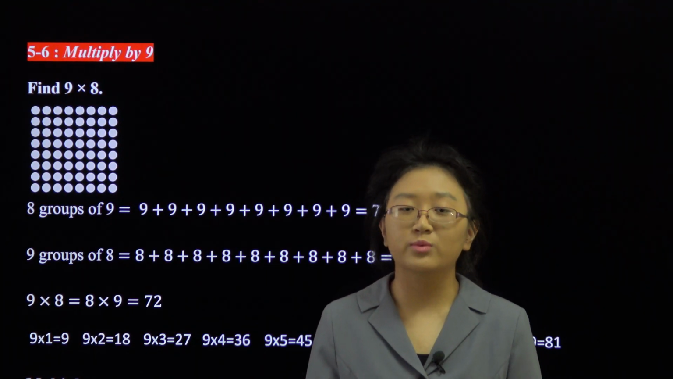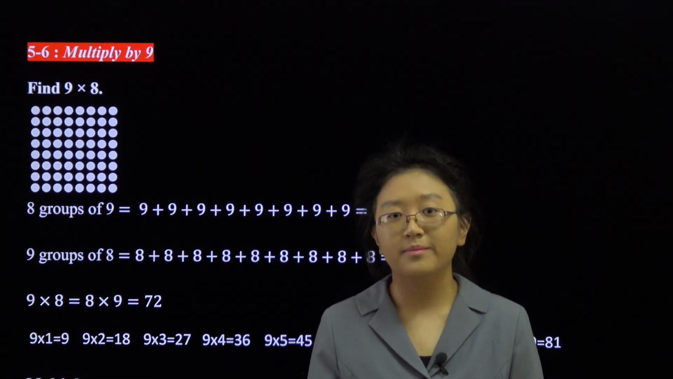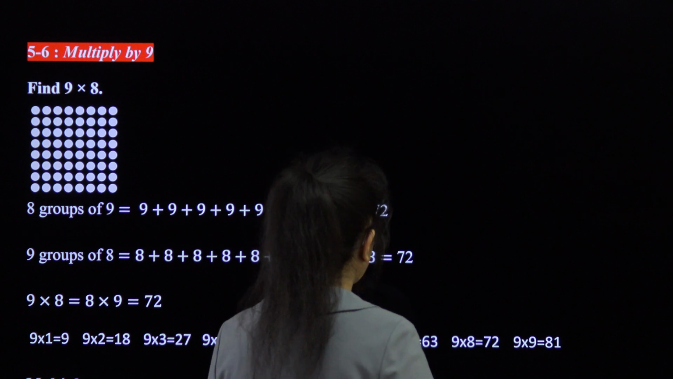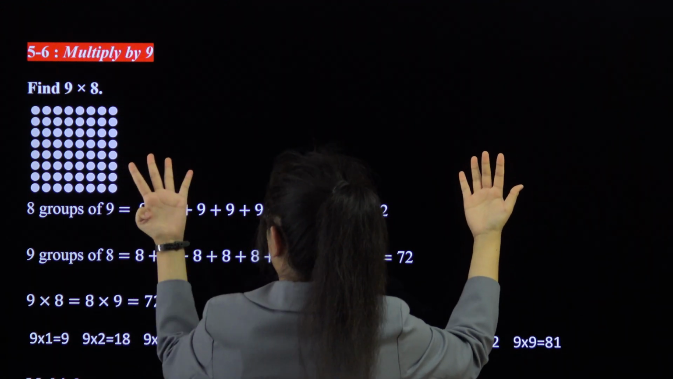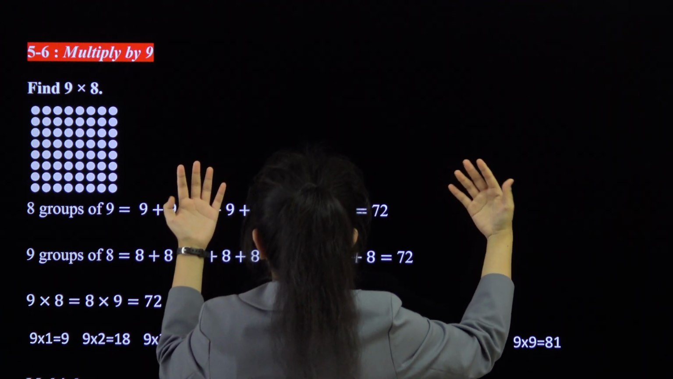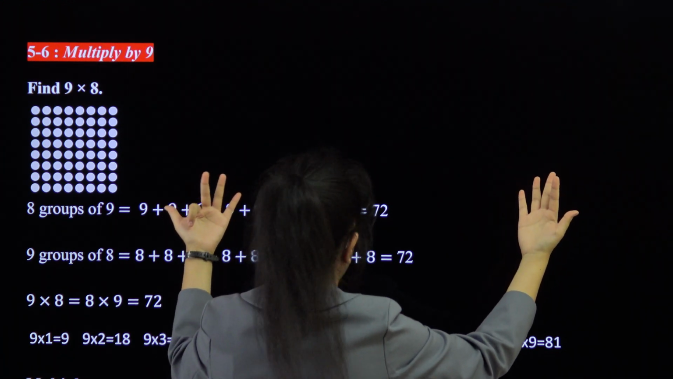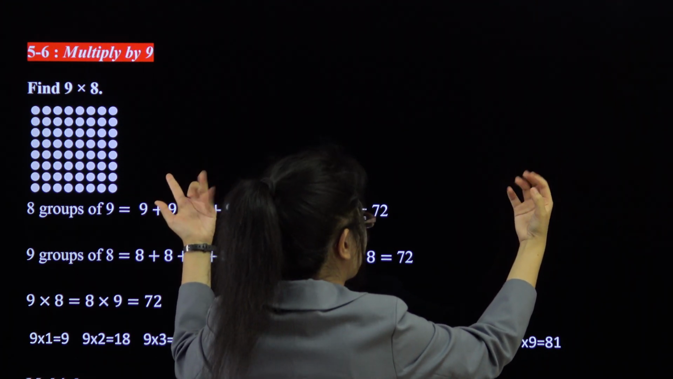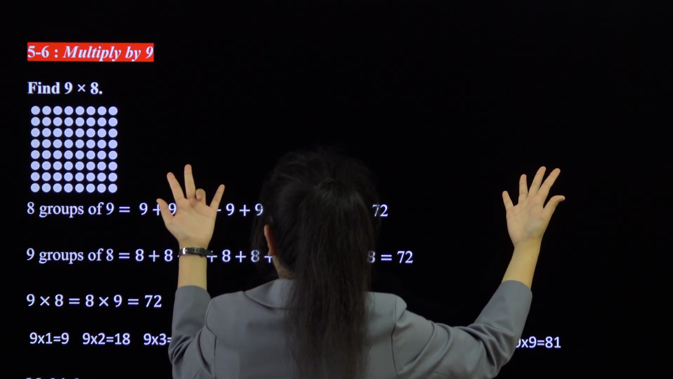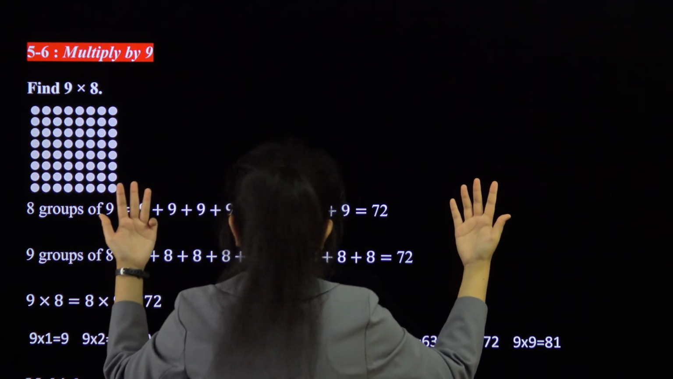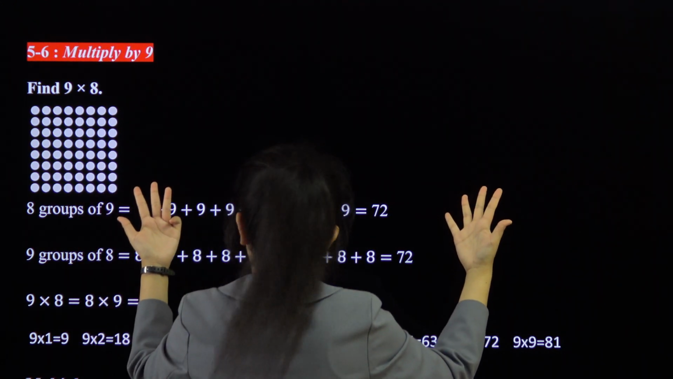Now we move on. Wow, who would have guessed that the next section was multiplication by 9? Okay, for 9, there actually is a trick. It's 1 times 9, you put down your first finger, and it's 0, 9. 2 times 9, you put down your second finger, 1, 8, 18. 3 times 9, 2, 7, 27. 4 times 9, 3, 6, 36. 5 times 9, 4, 5, 45.